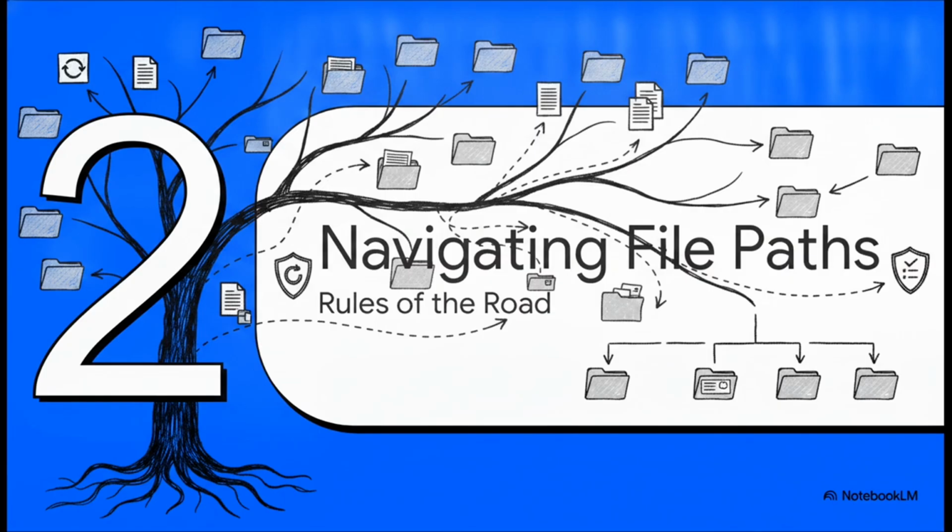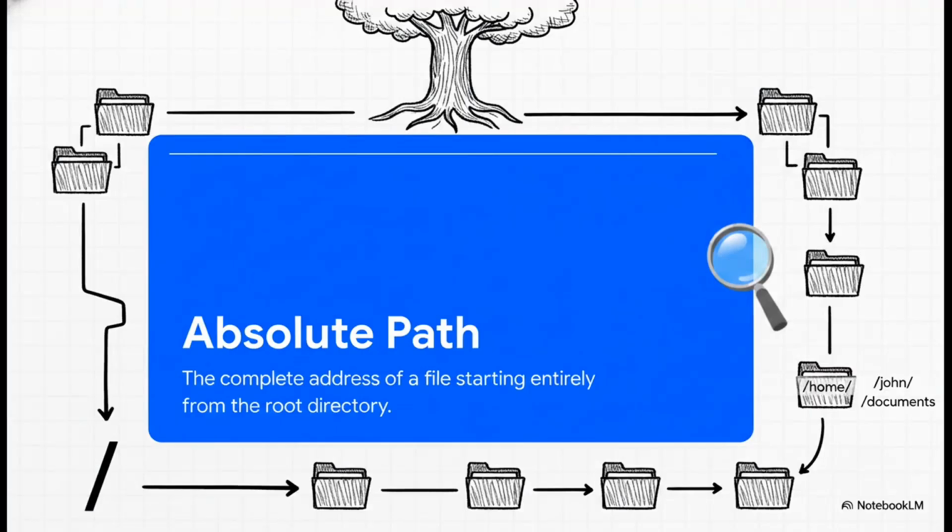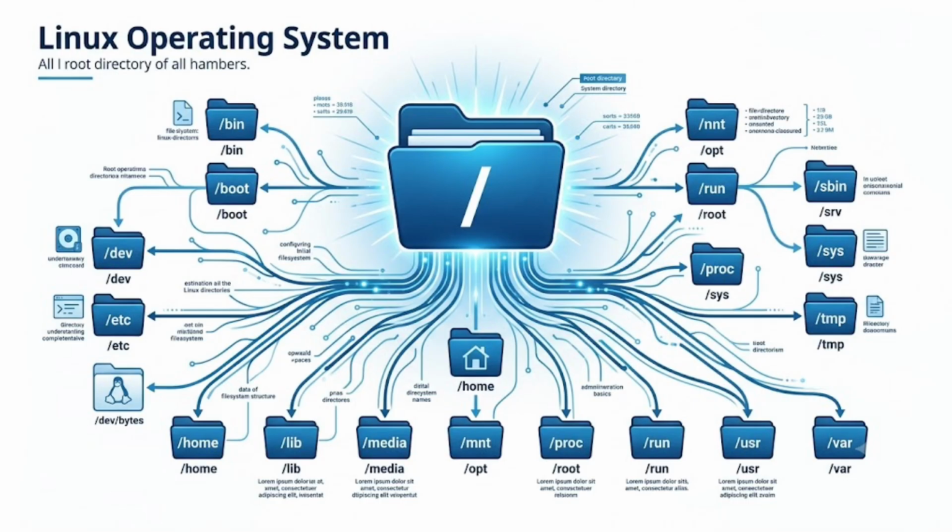Navigating with file paths, rules of the road. So, to navigate the Linux file system, users work with paths. A path is really just the address of a file. First up, we have the absolute path. This starts directly from the root directory and specifies the complete, unambiguous location of a file or folder. You always know it's an absolute path because it starts right off the bat with that /. Take /home/john/documents, for example. It tells the system exactly where to go from the very beginning of the tree.